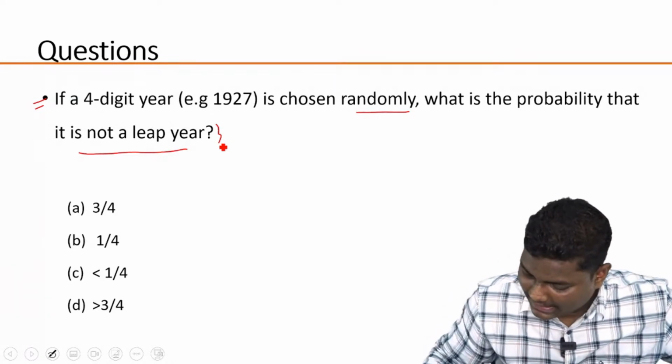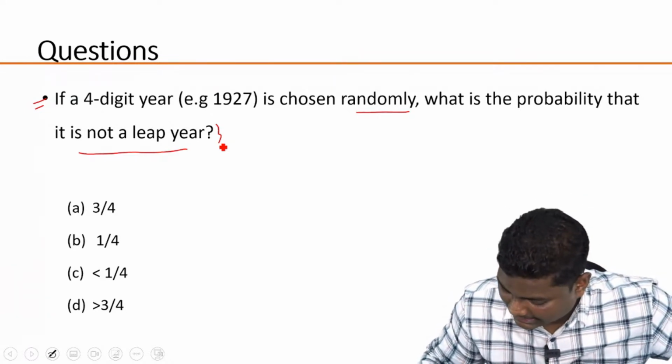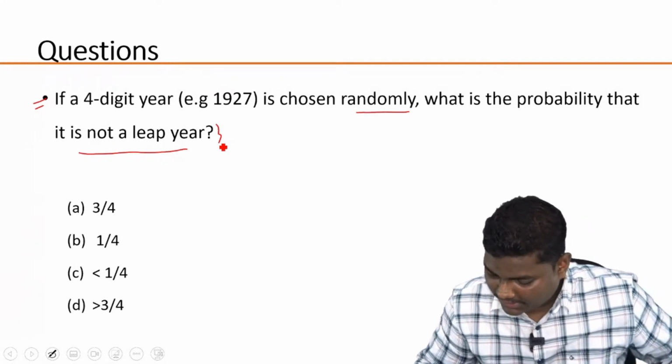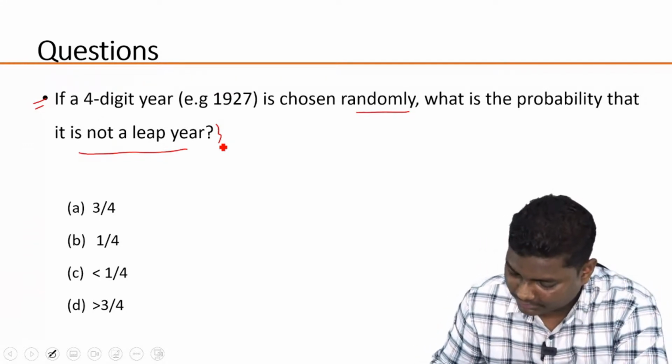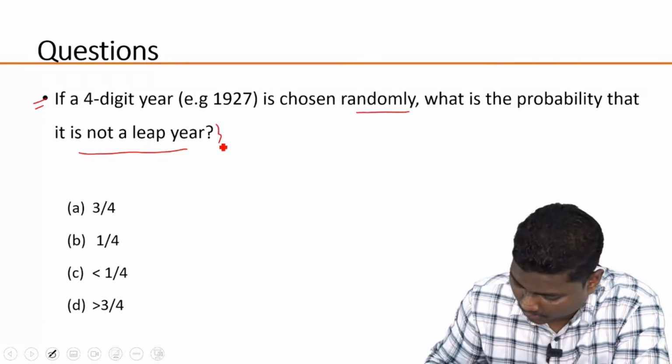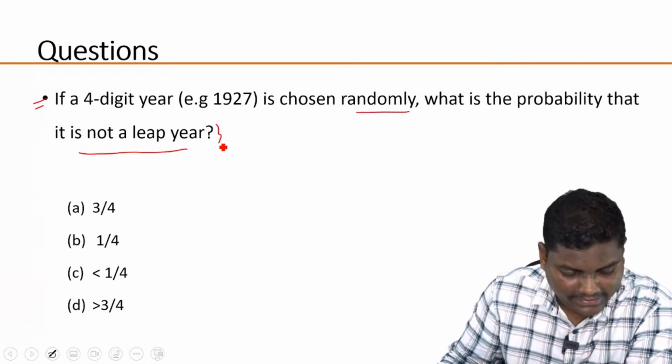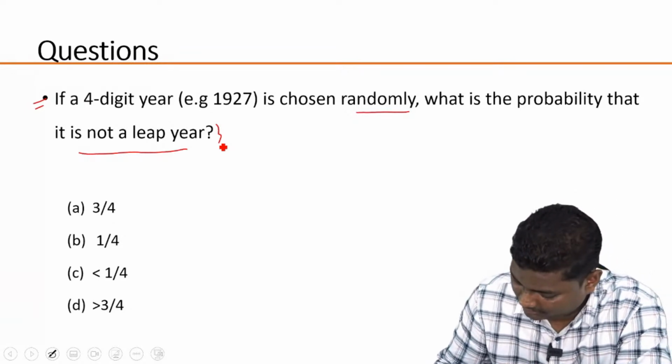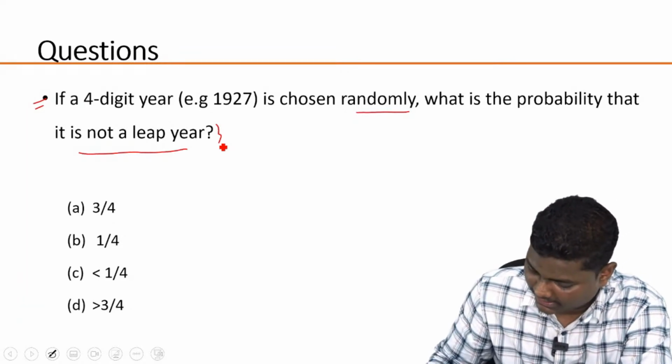Okay. Murthy is saying 3/4. Sanchari is saying 3/4. Other guys, try and solve this out. Romy is saying option D, greater than 3/4. Okay, Subra is saying 3/4.